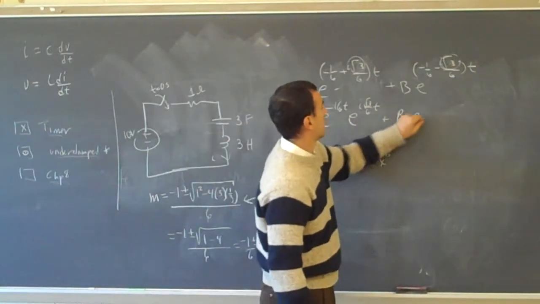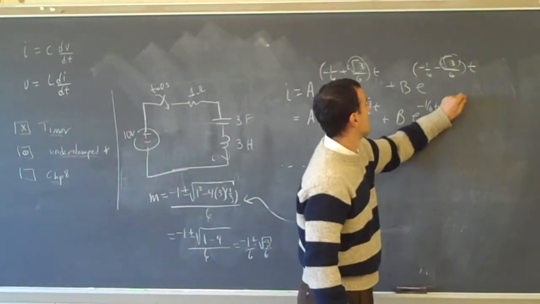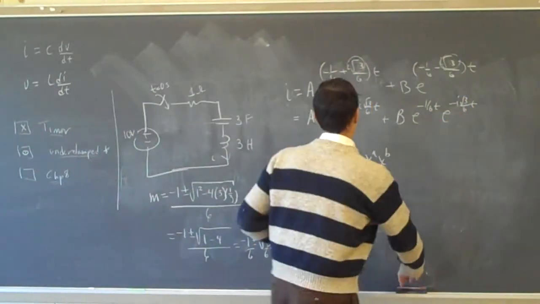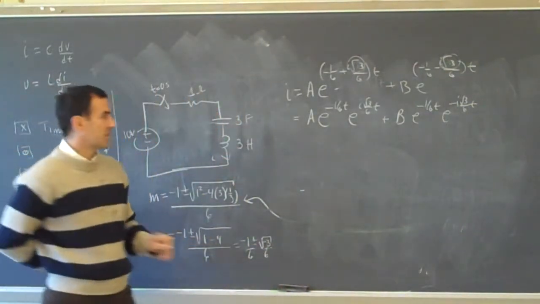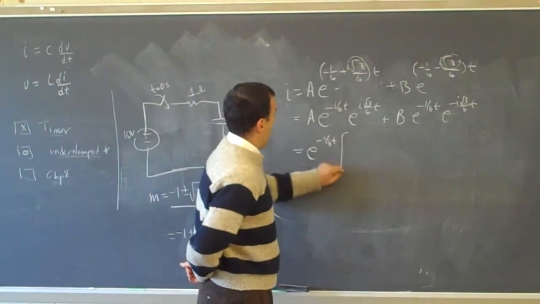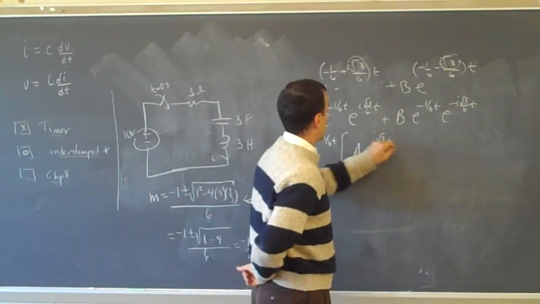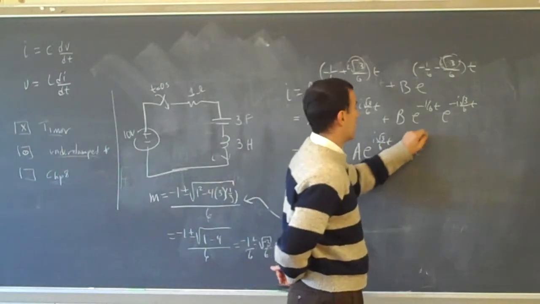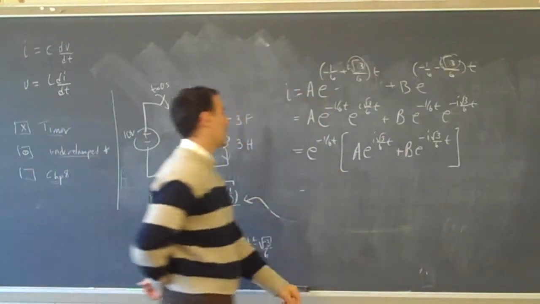And I can do the same thing for the second term. Then I can factor out e to the negative 1/6 t from both terms, and I get a e to the i square root of 3 over 6 t plus b e to the negative i square root of 3 over 6 t, like that.